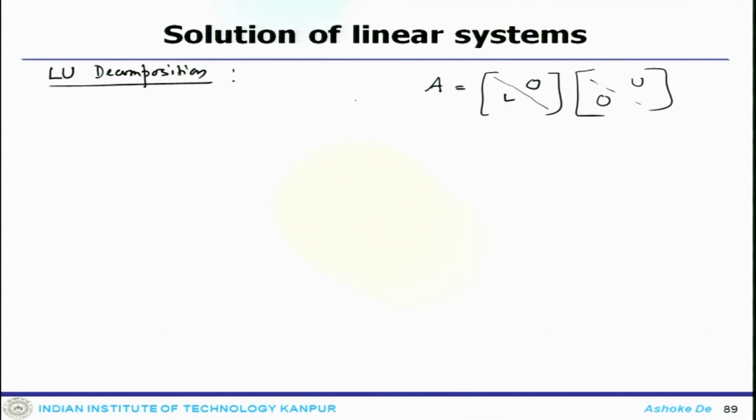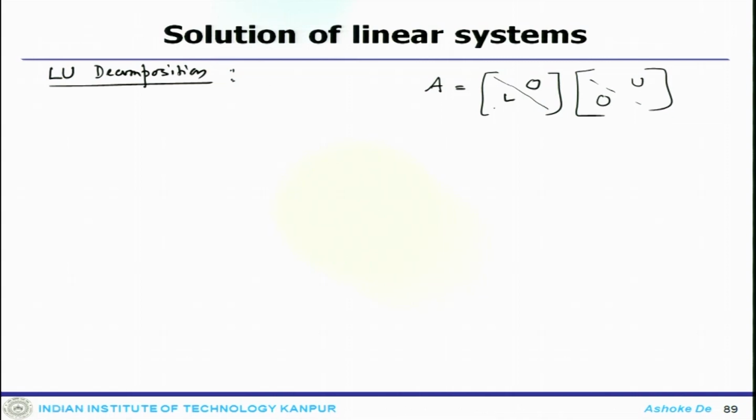The advantage of this method over the Gauss elimination is that once the LU factorization is performed, the linear system can be solved as many times as needed for different values of the right hand side vector b without performing an additional elimination. So, that is the advantage of using LU decomposition over Gauss elimination.